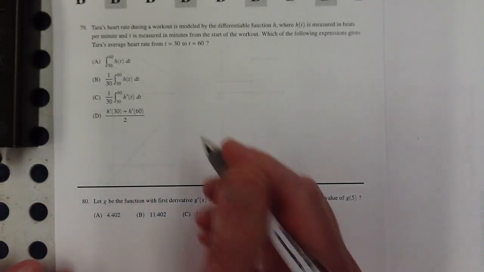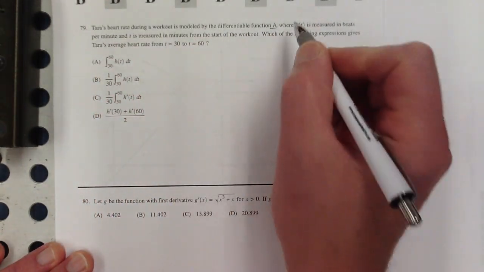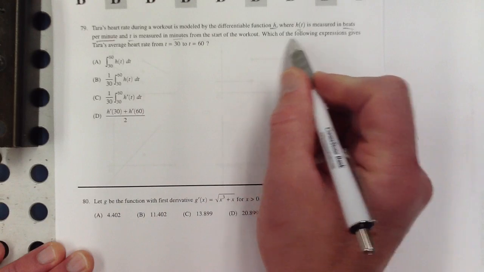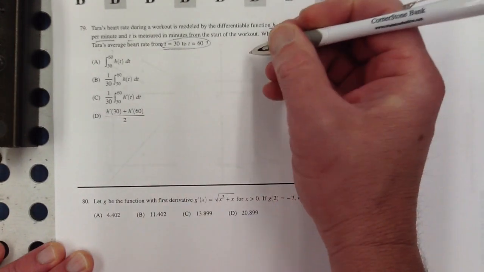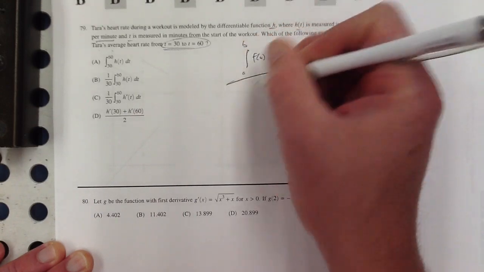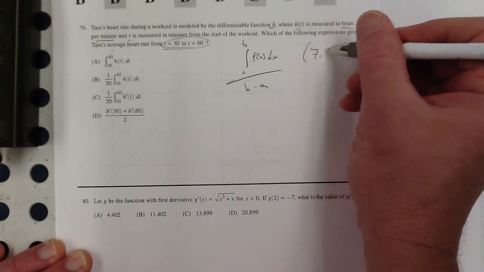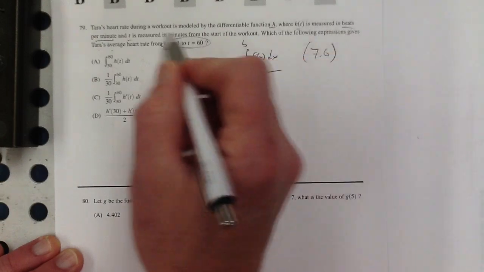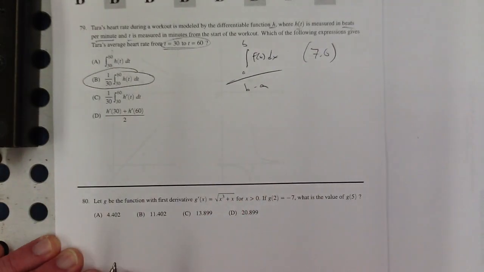Number 79. Tara's heart rate during a workout is modeled by the differentiable function h, where h of t is measured in beats per minute, so that is a rate, and t is measured in minutes. Which of the following expressions gives Tara's average heart rate from this time to this time? So average value of a function is that, right? That's how you find the average value of a function. That's from section 7.6. That's where we learned that. This is her heart rate function, so I want the average value of that function. So that would be this.